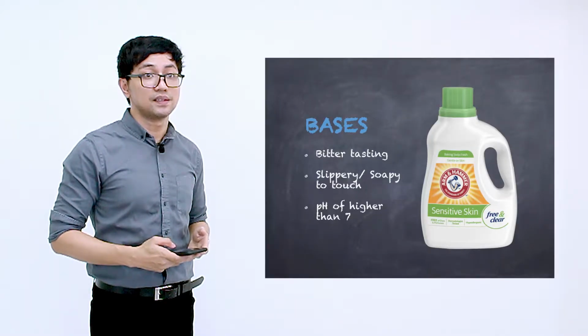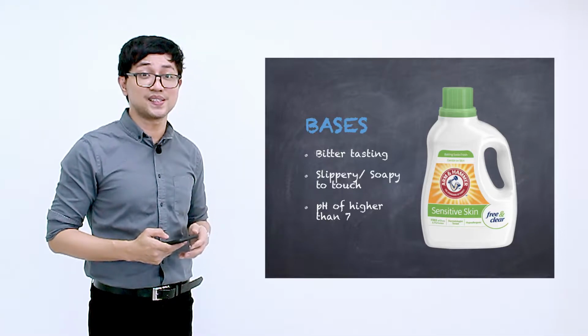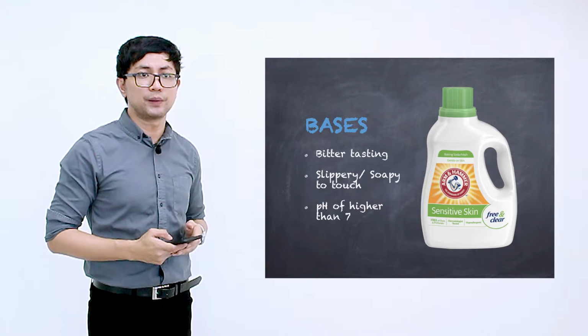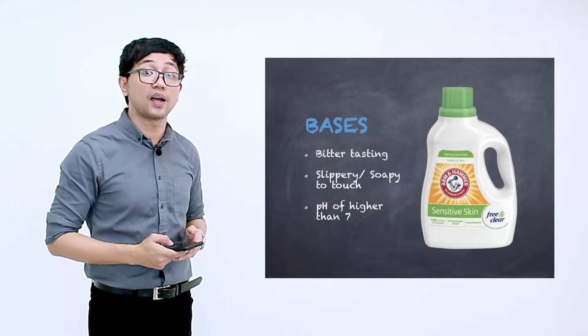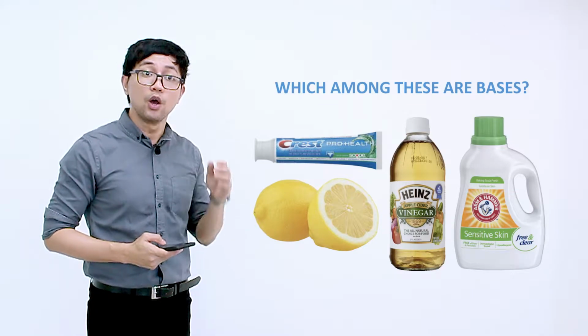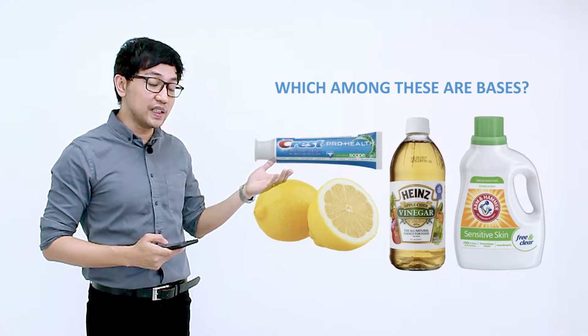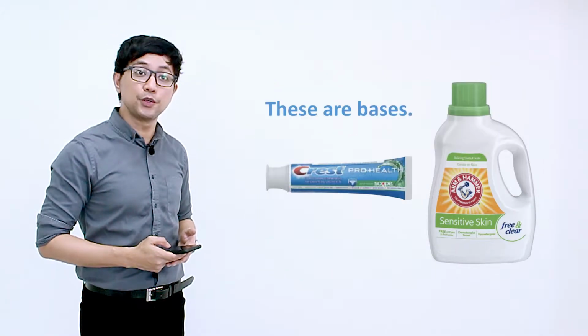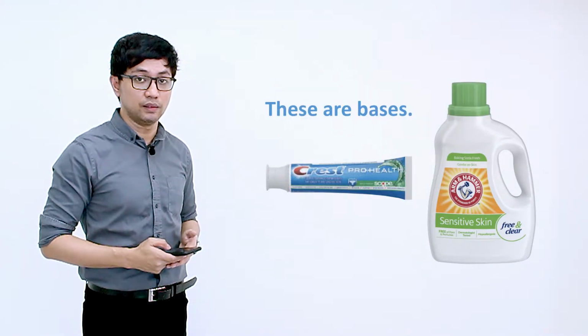Next, bases. Bases are bitter tasting. They're slippery to touch and they're soapy in nature. They also have a pH of higher than 7. Now going back to the pictures, which do you think among these are bases? Correct, it's the toothpaste and the detergent.